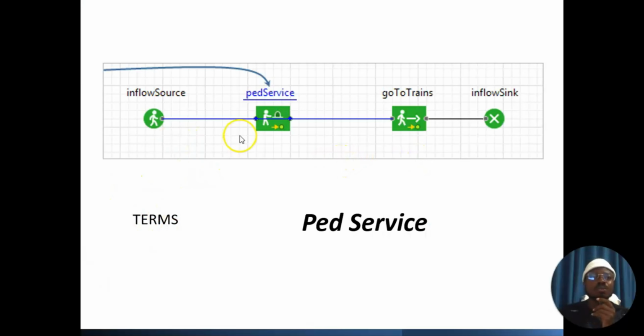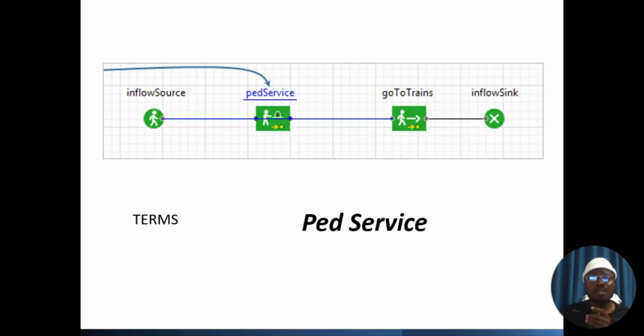Then the next one is what we call the ped service. Now we have been able to look into the ped source, that is passengers coming in. We've been able to look into the ped to go, heading towards a particular location for something. Now is what we call the ped service. This is just a service point or an area in the simulation where pedestrians can perform certain functions or perform certain actions or perform certain tasks.